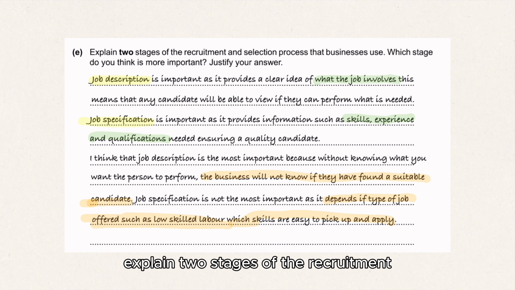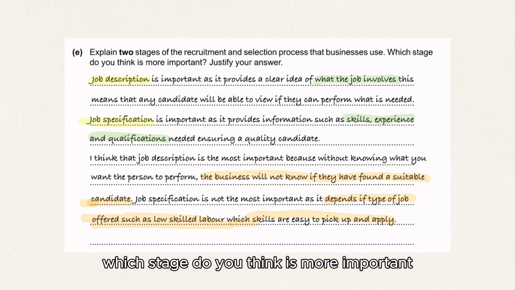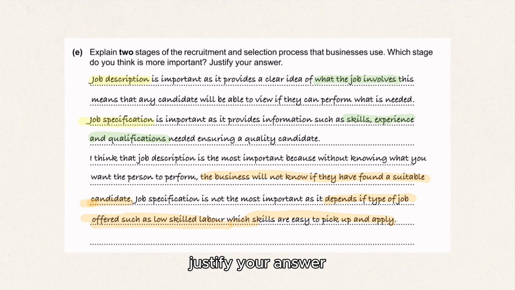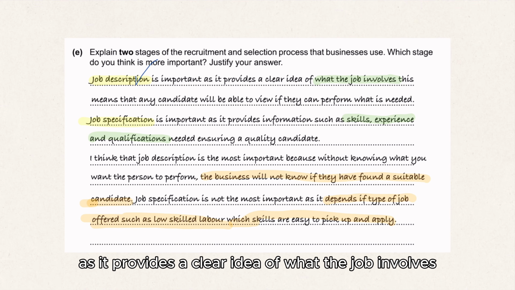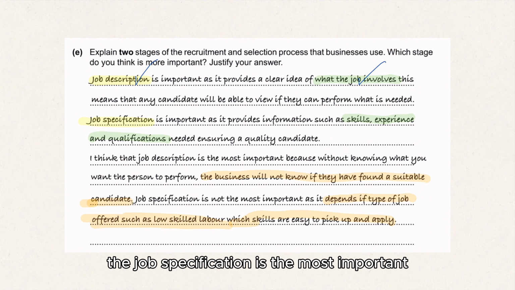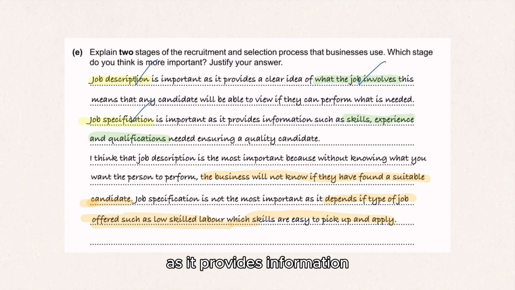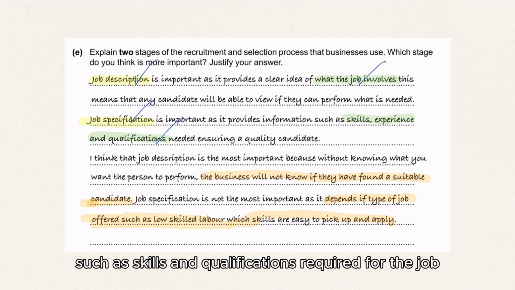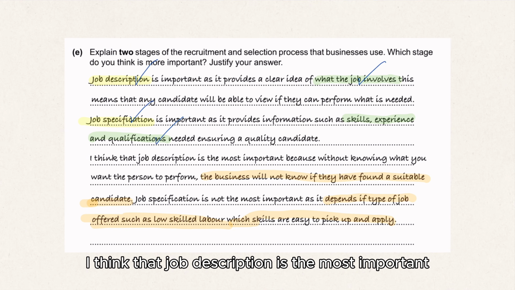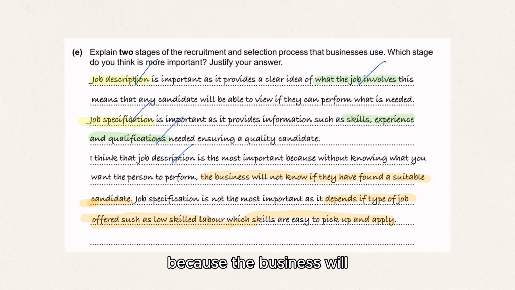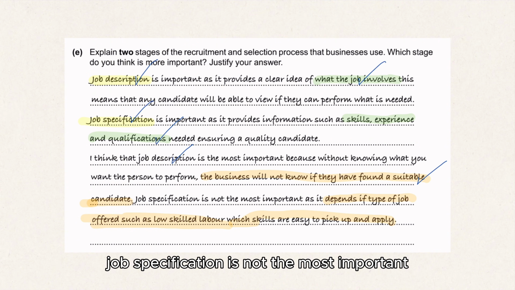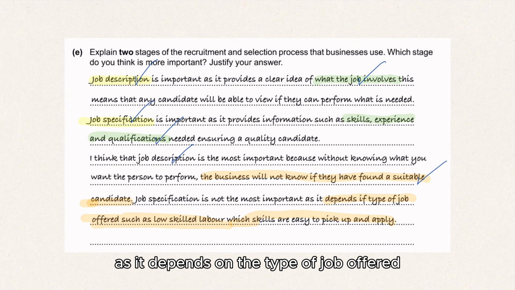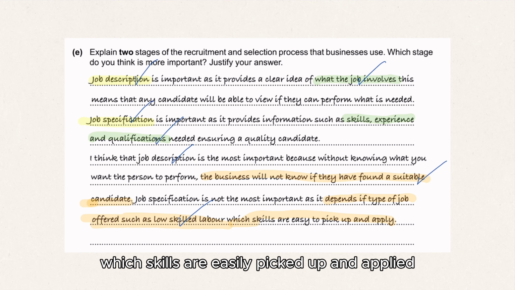Explain 2 stages of the recruitment and selection process that businesses use. Which stage do you think is more important? Justify your answer. The job description is the most important as it provides a clear idea of what the job involves. The job specification is the most important as it provides information such as skills and qualifications required for the job. I think that the job description is the most important because the business will not know if they found a suitable candidate or not. The job specification is not the most important as it depends on the type of job offered, such as low-skilled labor, where skills are easily picked up and applied.